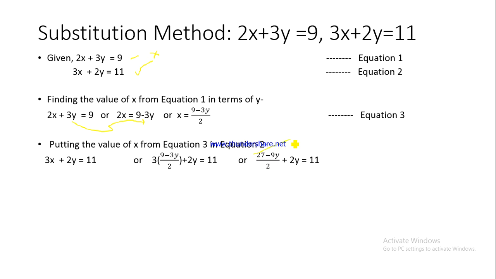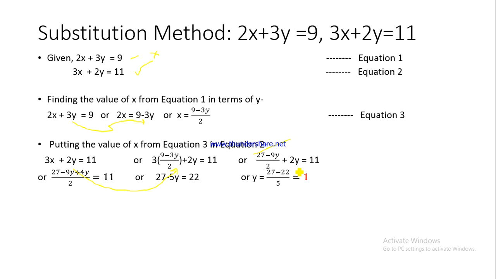This is what we will get: 3x plus 2y is equal to 11. In place of x, we have put (9 minus 3y) divided by 2, which we had found as equation 3, and then we are adding it up. So you see that we have basically replaced x here by this value, and once we have replaced it, we will try and solve this. So 3 multiplied by 9 is 27, and 3 multiplied by minus 3y will be minus 9y. So this is how we have further simplified it, and now we'll have to take LCM.